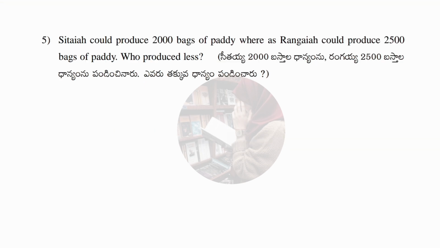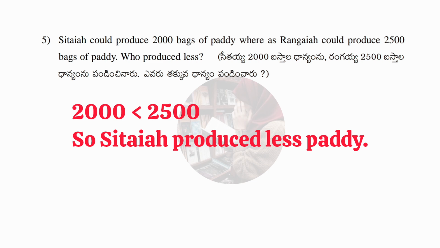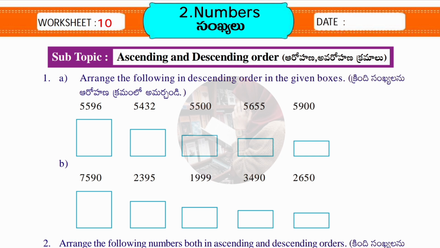Please try to understand. Now we'll see the fifth question, which is Sitaya could produce 2,000 bags of paddy, whereas Rangaya could produce 2,500 bags of paddy. Who produced less? Okay, now we have to show it who produced less. Sitaya or Rangaya. So 2000 bags is less than 2500 bags, means paddy bags. So of course Sitaya produced less paddy, okay, when compared to Rangaya. Got it, guys? Now we'll move to the next worksheet, that is worksheet number 10.